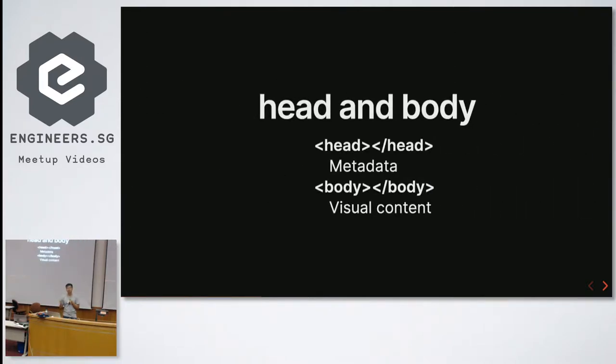So the two most common HTML tags you will see are the head and body. And I like to think of it as a person, right? Your head describes certain metadata, it tells the person how to move and what to move. But when it comes to doing the actual moving, it's the body that's doing all the actions. So body contains all of the visual content that you as a user see, but the head is invisible, right? Unless you really dig into it, it's not shown to the user.